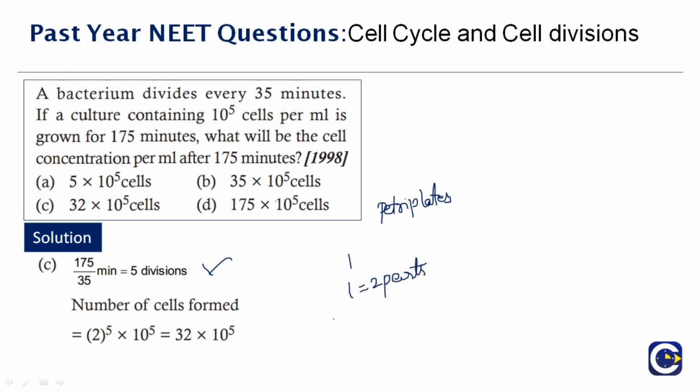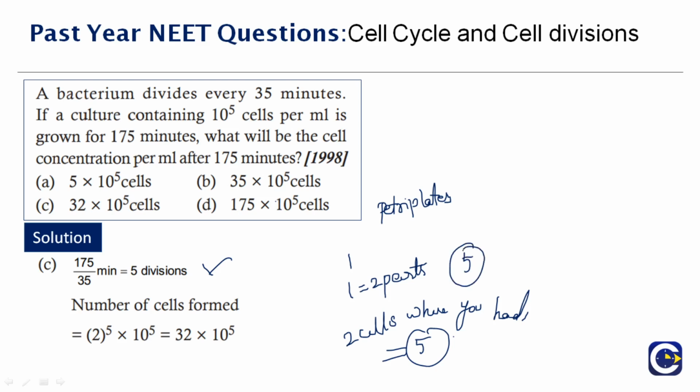Okay, likewise, each time a cell divides, you get 2 cells where you had 1. You have to remember this. So when we talk about 175 minutes or 35 minutes, the division will always be 5, right? So here we have a total of 5 divisions. That is why we have taken 2 to the power of 5, because we are going to take it as 2 into 2 into 2 into 2 into 2. Therefore, 2 to the power of 5.